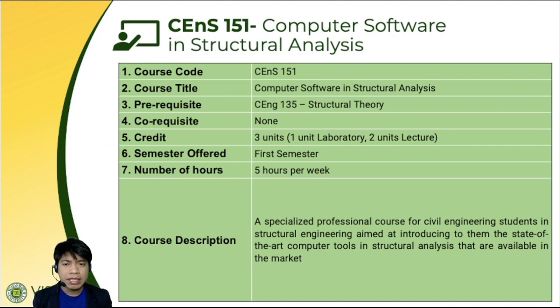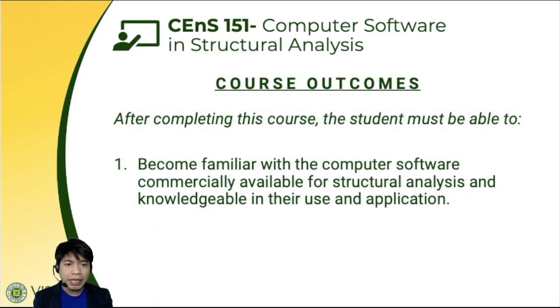If you choose the structural engineering track, what are the specialized courses that you will be taking? First, of course, is CNS 151, Computer Software in Structural Analysis. The prerequisite is CN 135, Structural Theory. The credit is 3 units, 1 unit laboratory and 2 units lecture. This is offered in the first semester, at 5 hours per week. This is a specialized professional course aimed at introducing state-of-the-art computer tools in structural analysis available in the market. After completing this course, the student must be familiar with commercially available computer software for structural analysis and knowledgeable in their use and application.